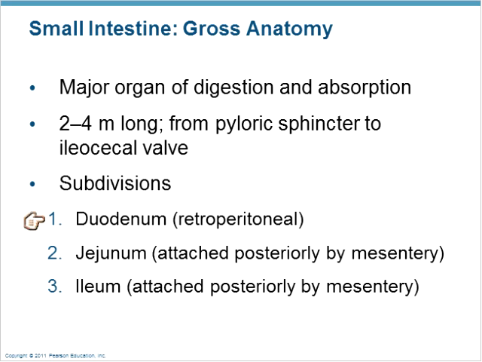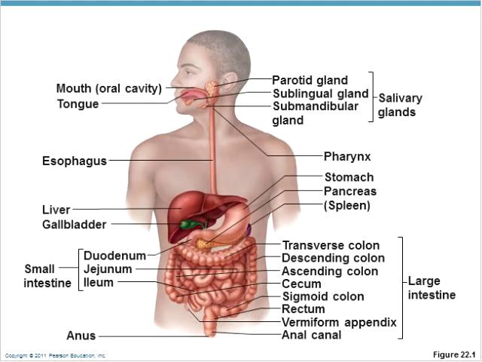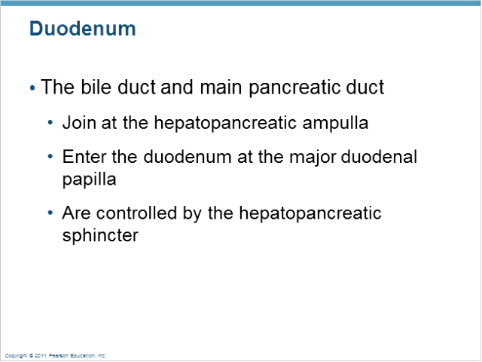The duodenum is mostly retroperitoneal, so it's not surrounded by the visceral or the parietal peritoneum. The jejunum is attached posteriorly by the mesentery, and the ileum is attached posteriorly by the mesentery. This takes you to the tract we've already talked about, and you get a feel for what we did before.